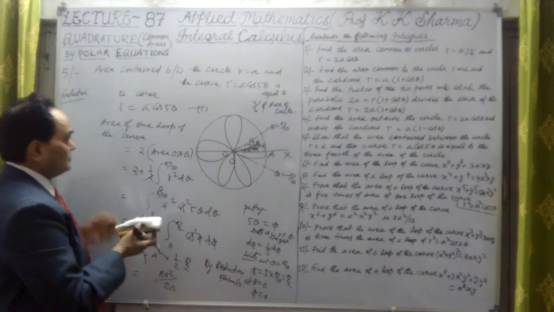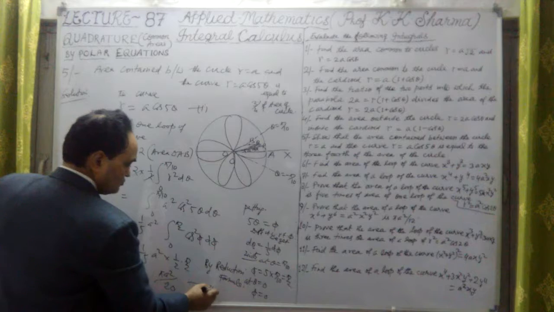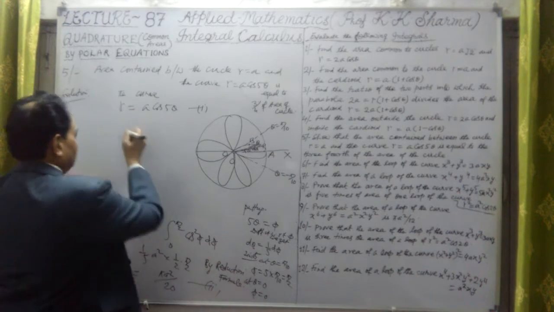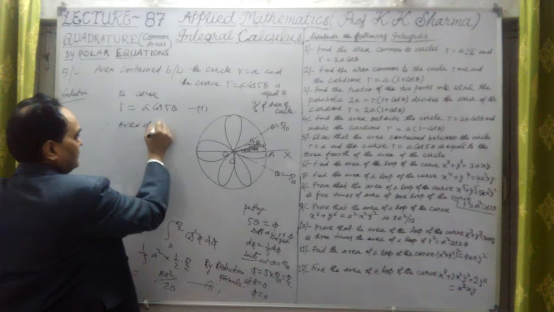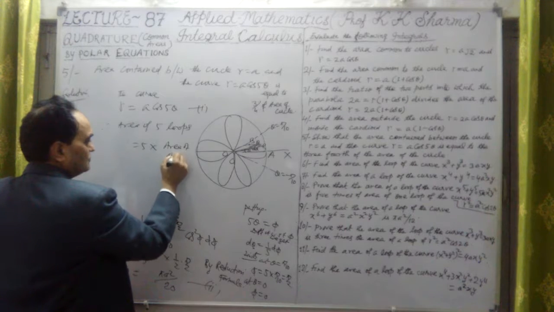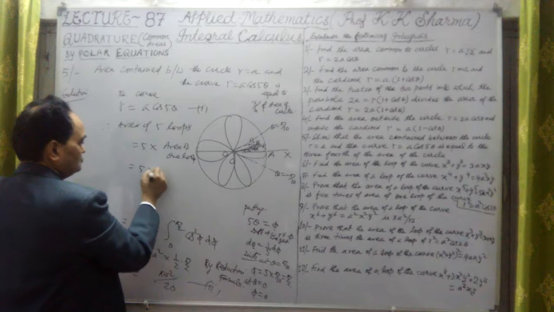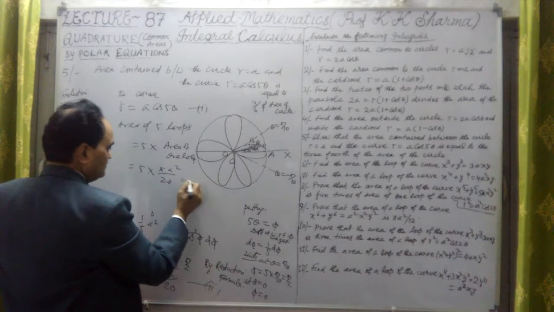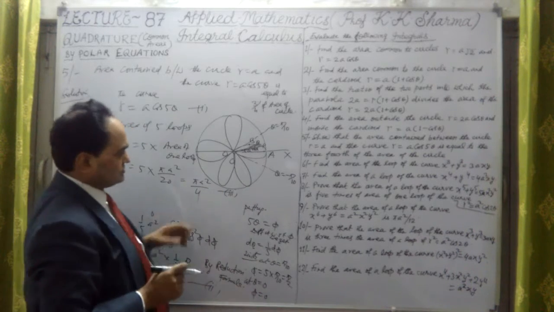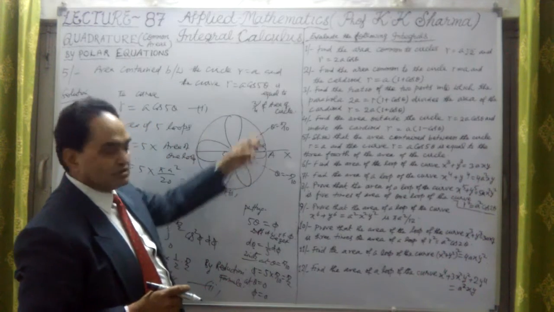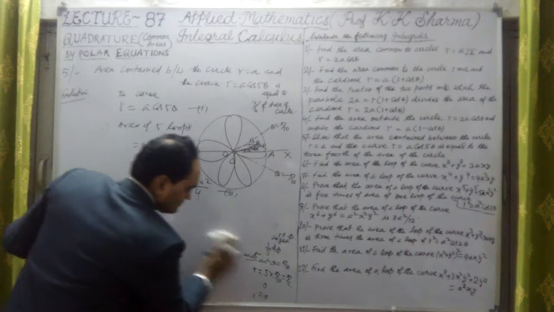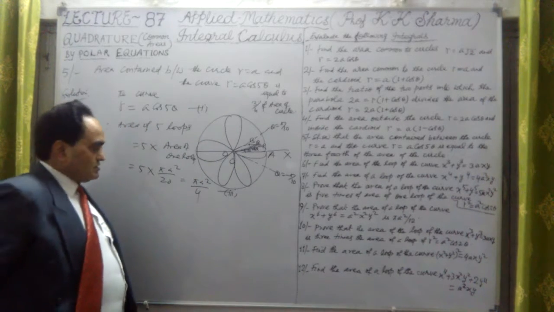Therefore, the area of 5 loops is equal to 5 into the area of one loop, which we have just calculated, that means 5 into pi a square upon 20, which is nothing but pi a square upon 4. Now the area of the circle, as I calculated, is pi a square, because this is a circle of radius a. Then the difference, that is, the area contained between the circle and these 5 loops.